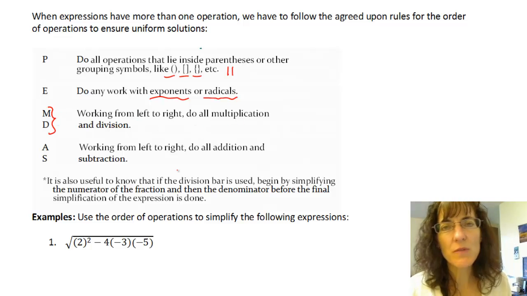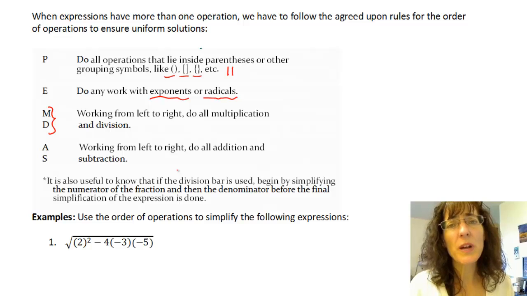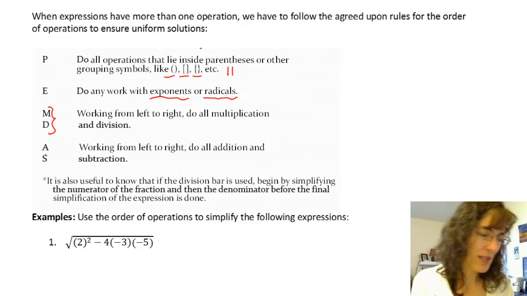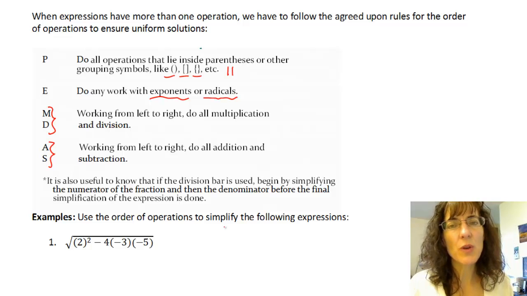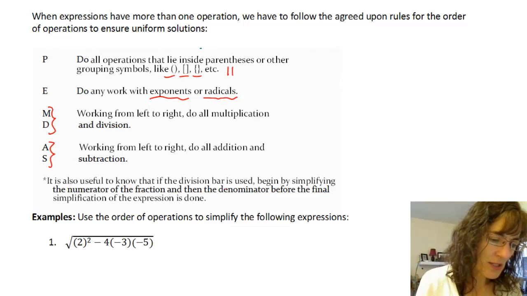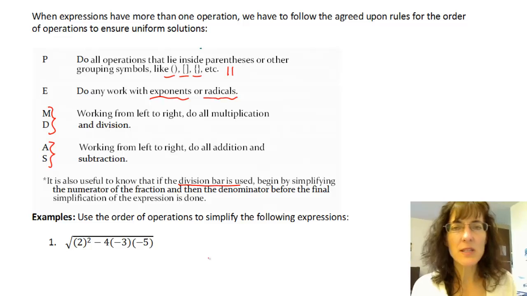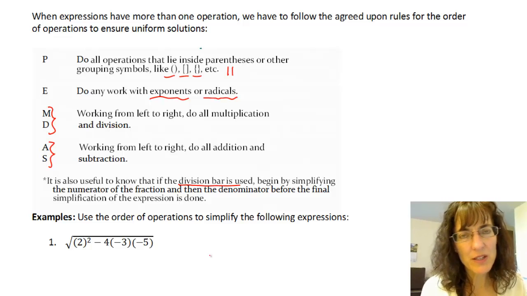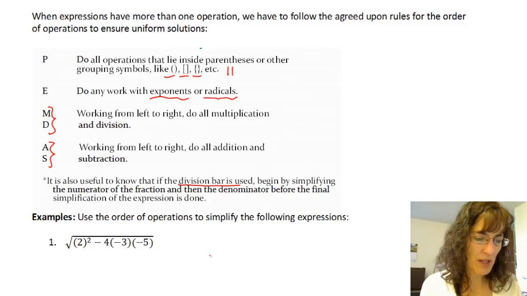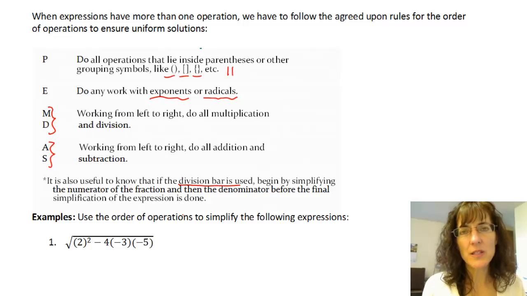If you hit division first, before you hit a multiply, you do the division first. Same thing for add and subtract, work left to right, whichever you come to first has precedence over the ones following. And if you have a division bar, you start with the numerator and simplify it, simplify the denominator as much as you can, and then at that point you look to see if there's anything you can simplify for the entire expression.